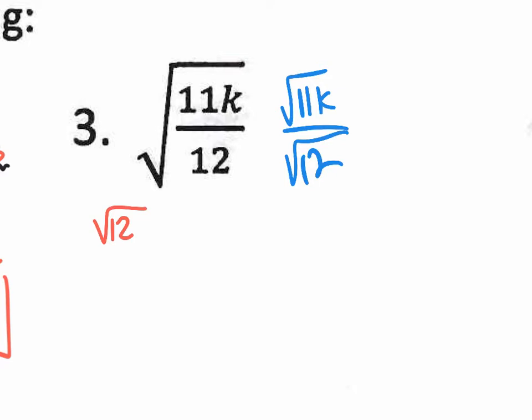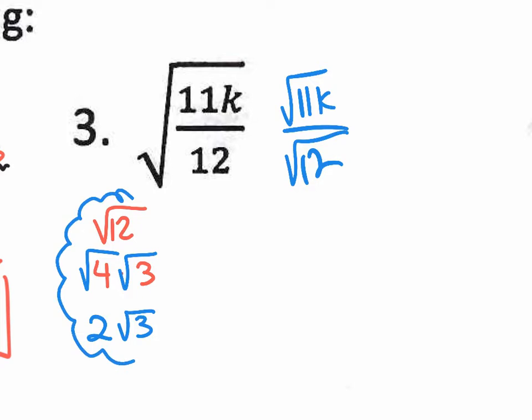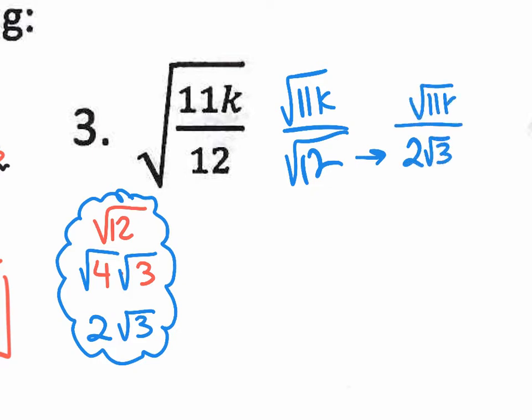12 is not a perfect square number, but I could rewrite it as 4 times 3. That way, when I split it, I could actually do the square root of 4. The square root of 4 is 2. And the square root of 3, you're just going to leave it, the square root of 3. So it's clear that the square root of 12 is the same thing as 2 square root of 3. So I'm going to take the square root of 12 and I'm going to rewrite it as 2 square root of 3. And up on top, we still have the square root of 11k.